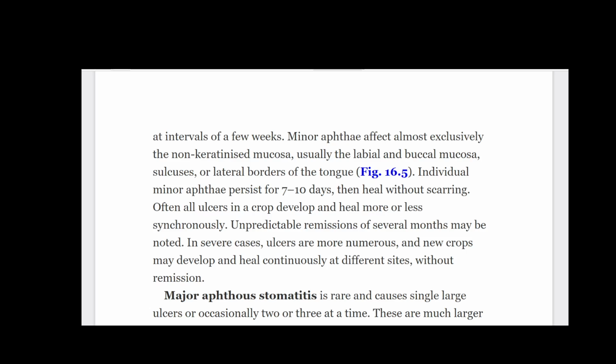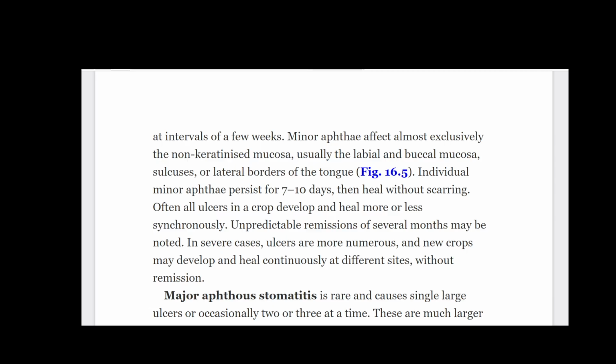Major aphthous stomatitis is rare and causes single large ulcers, occasionally 2 or 3 at a time. These are much larger than in the minor form. 20 mm diameter is not unusual, and they persist for many weeks. The pain of major aphthae can interfere with eating. They usually affect the soft palate, fauces, buccal mucosa and lateral tongue. Fig. 16.6 and 16.7. This type may occasionally develop on keratinized mucosa and often heal with scarring.